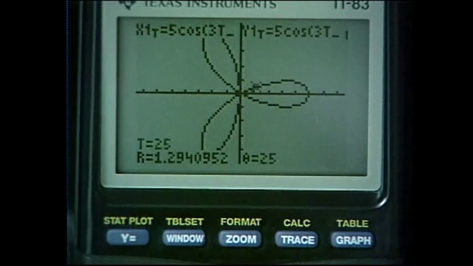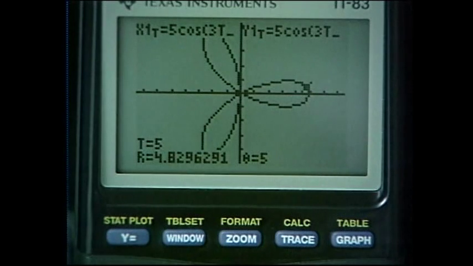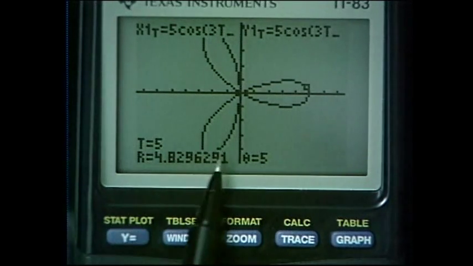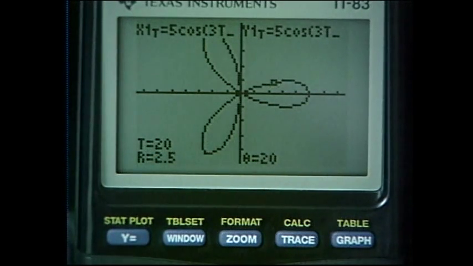Now let's go back to the beginning here, and I want to show you something about how the calculator is writing the information. Here the t is 0 and the theta is 0. Here t is 5 and theta is 5. No big deal. As I cursor over to the right, those two are corresponding, and the r value is the distance from the pole to that point.